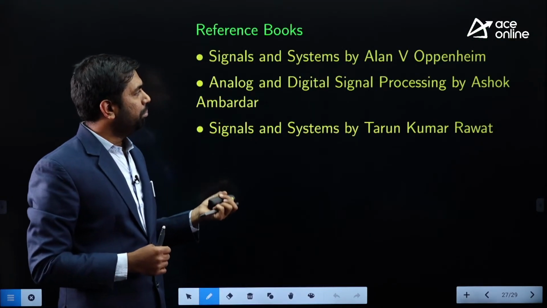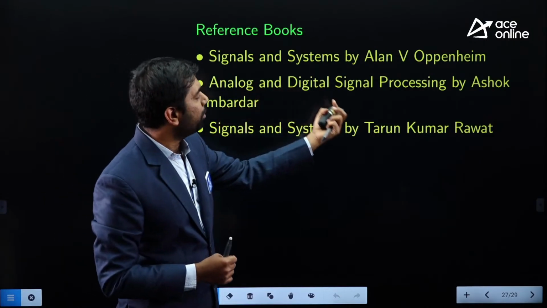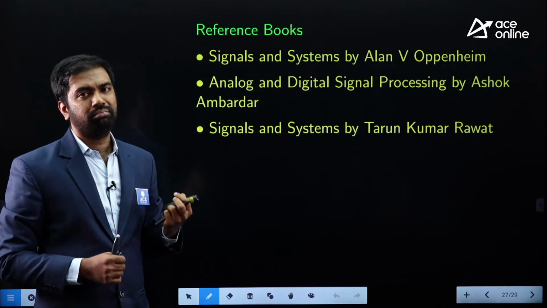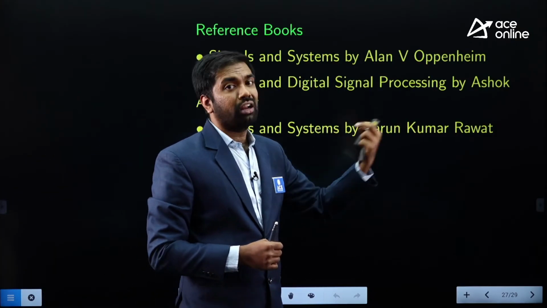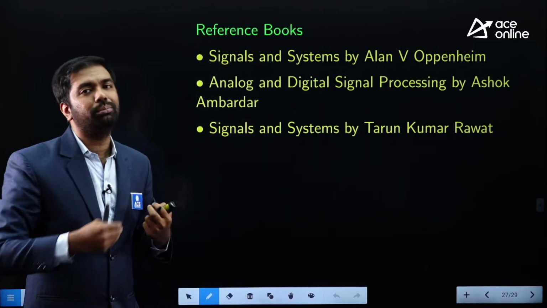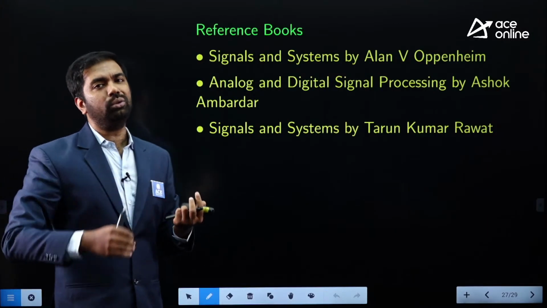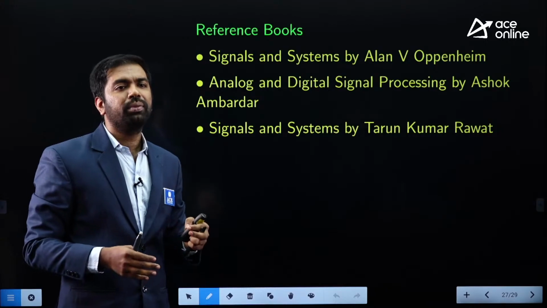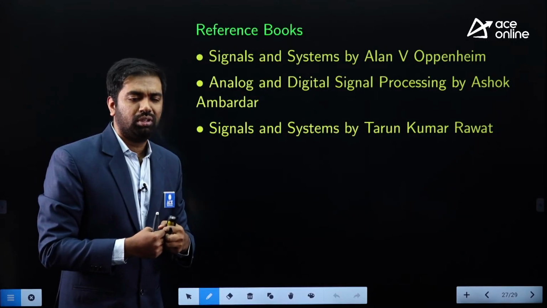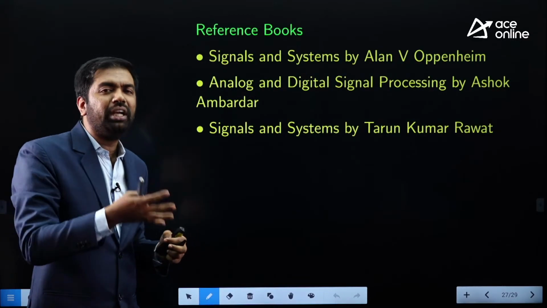Signals and Systems by Oppenheim, then Analog and Digital Signal Processing by Ashok Ambardar, and then Signals and Systems by Tarun Kumar Rawat. So these are the standard books. Apart from this, I strongly recommend our ACE Academy textbook. We have been updating that for 26 years.